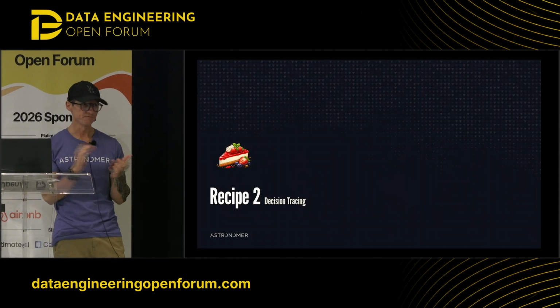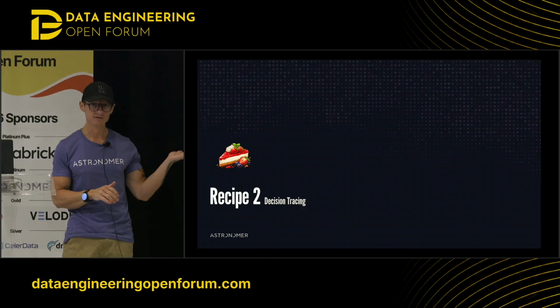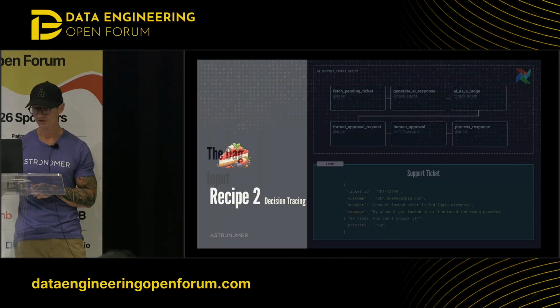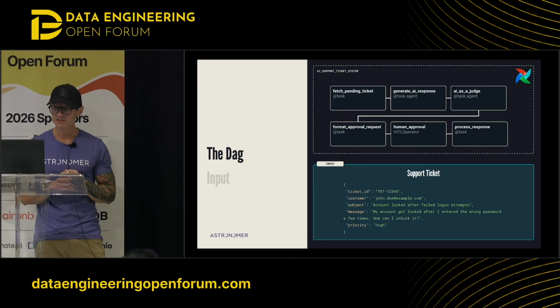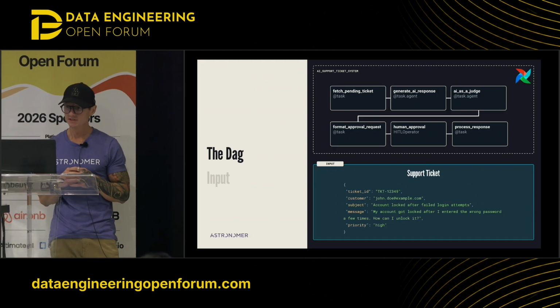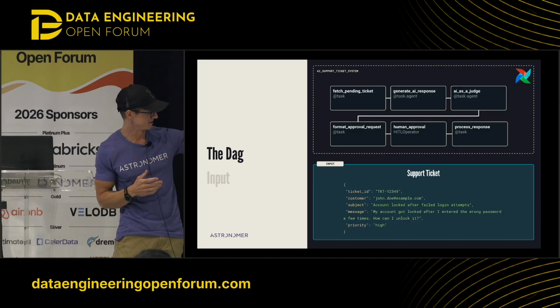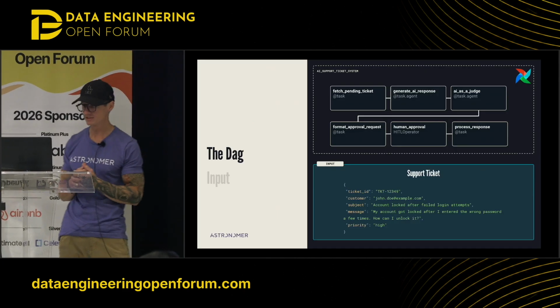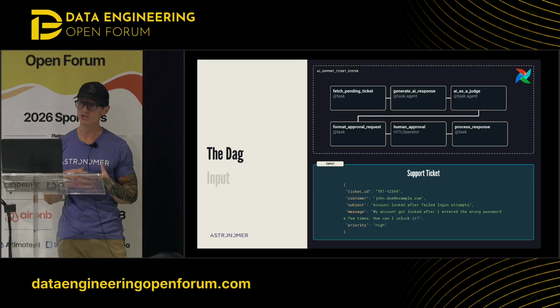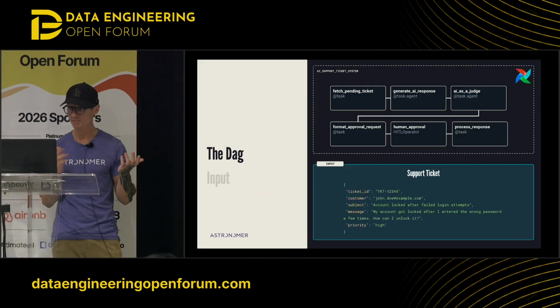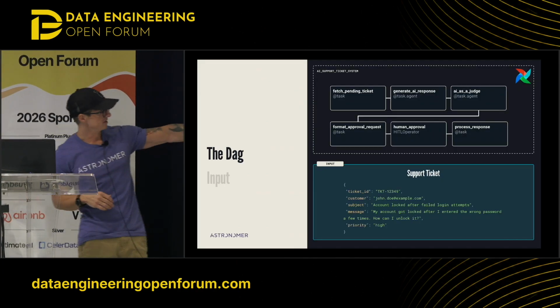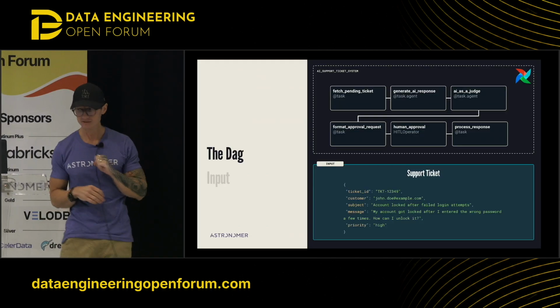Now, time for the dessert, this delicious cake. Let's have a look how this is built. In this case, we speak about support tickets. So just imagine some support ticket comes in like this. It's just a piece of JSON, and we have a customer, we have a subject and a message priority. Very basic, right? Let's have a look at the support ticket system DAG.